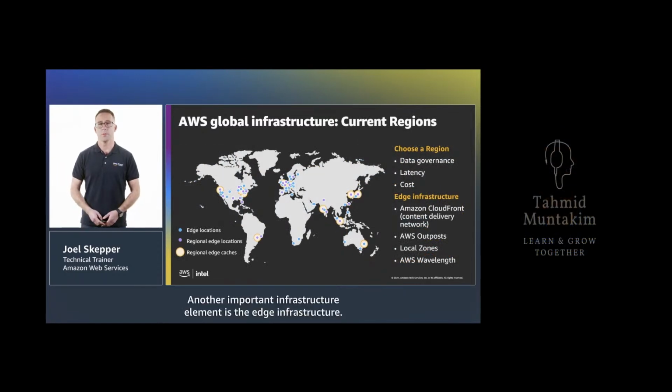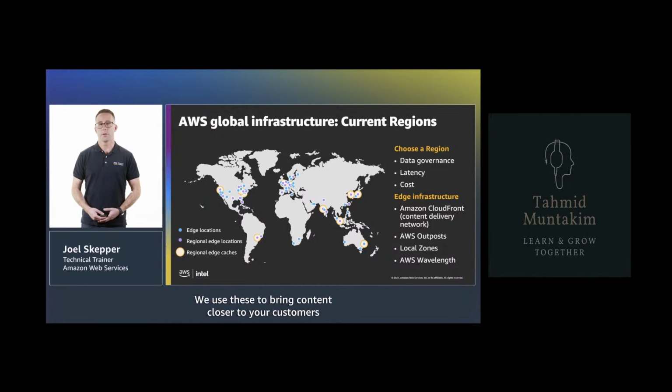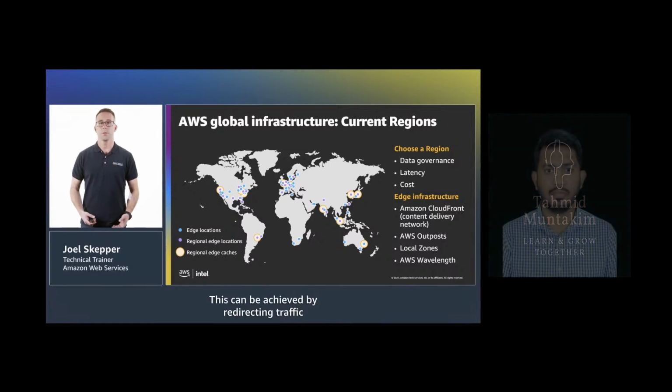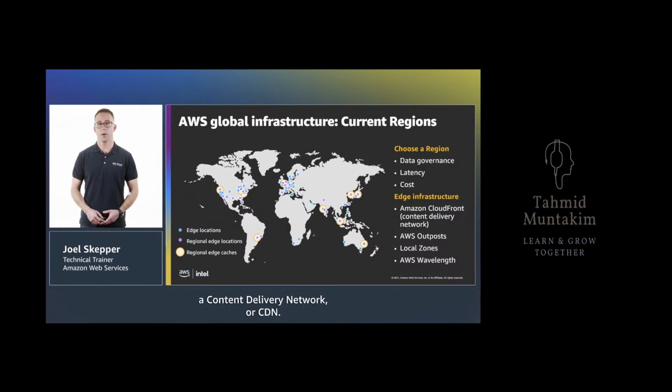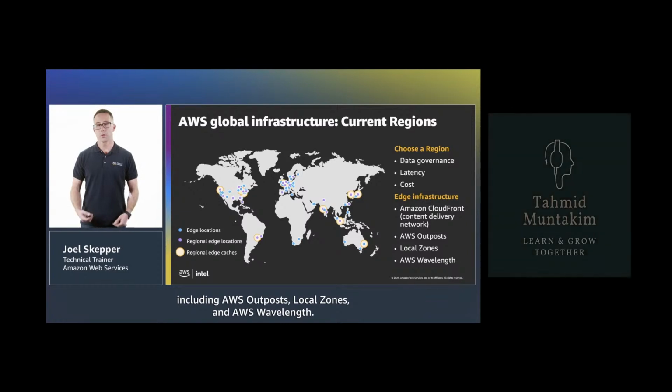Another important infrastructure element is the edge infrastructure. Displayed on the screen are the edge locations distributed globally. We use these to bring content closer to your customers to improve performance. They can also be used to increase security and reduce cost. This can be achieved by redirecting traffic to the edge locations and caching content. A key service that uses edge locations is Amazon CloudFront, a content delivery network, or CDN. We have additional services that operate at the edge, including AWS Outposts, Local Zones, and AWS Wavelength. Let's have a look at these.